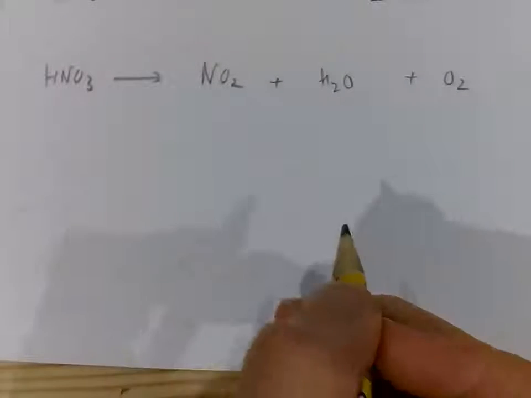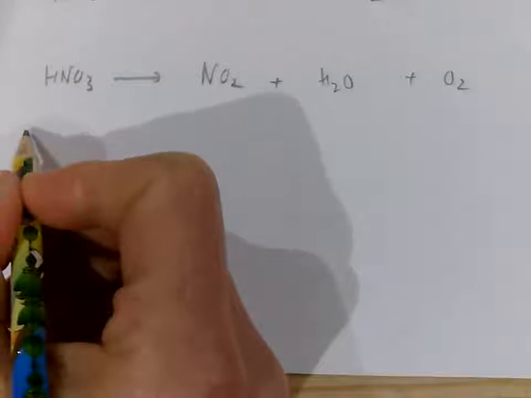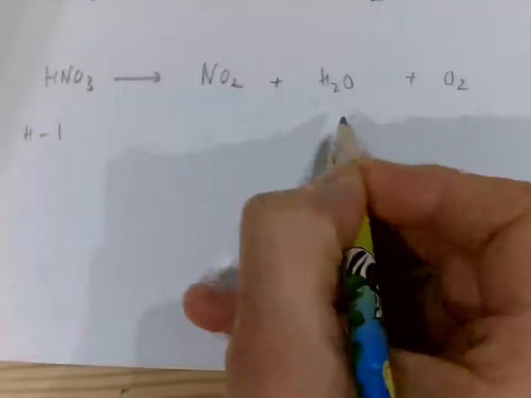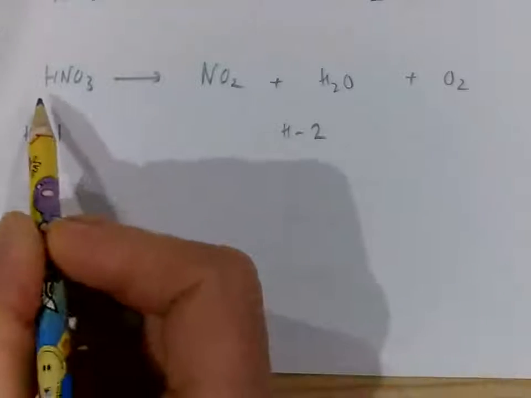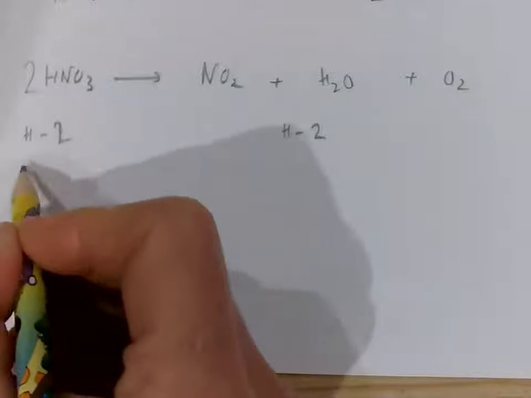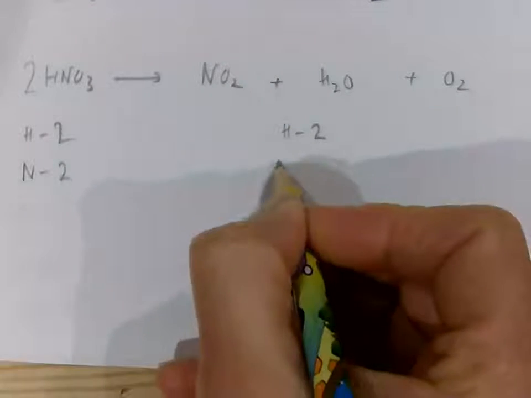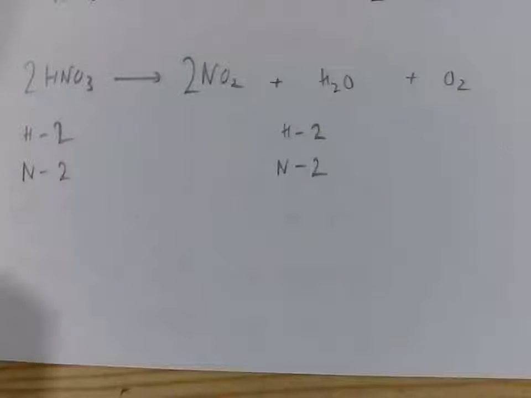And the final one. Right, let's start with hydrogen. I've got 1 hydrogen on this side, 2 hydrogens on this side. So in order to have 2 here, I've got to put a 2 in front. Let's start with nitrogens now. I've got 2 nitrogens here. I've only got 1 here. So I've got to put a 2 in front to make sure I've got 2.